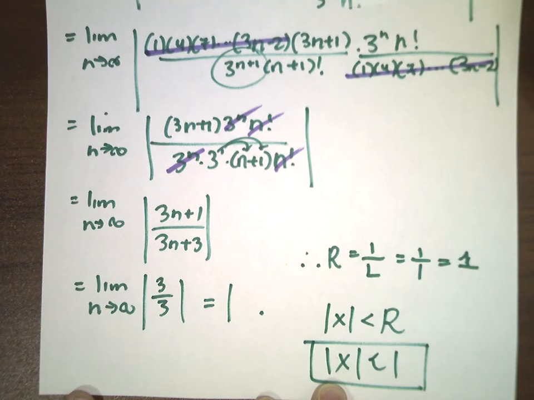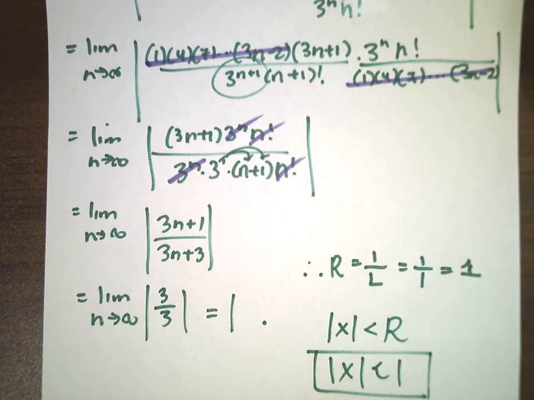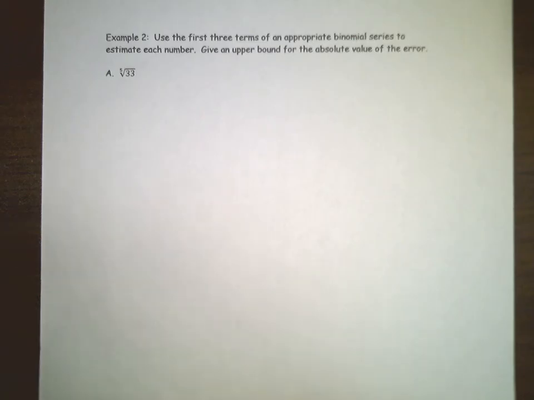All right, so hopefully you enjoyed that. Now let's go ahead and try another one. So here we go, this is example 2. Use the first 3 terms of an appropriate binomial series to estimate each number, and then give an upper bound for the absolute value of the error.